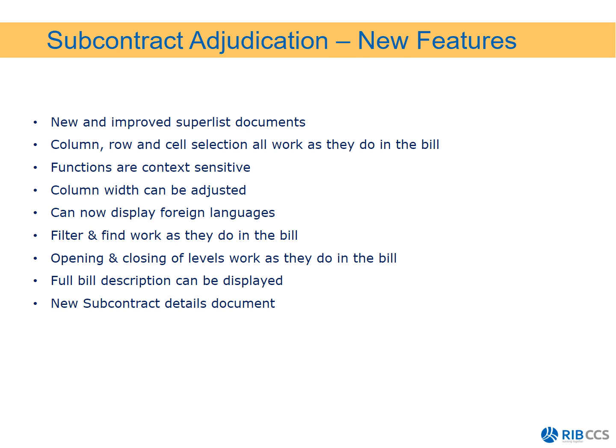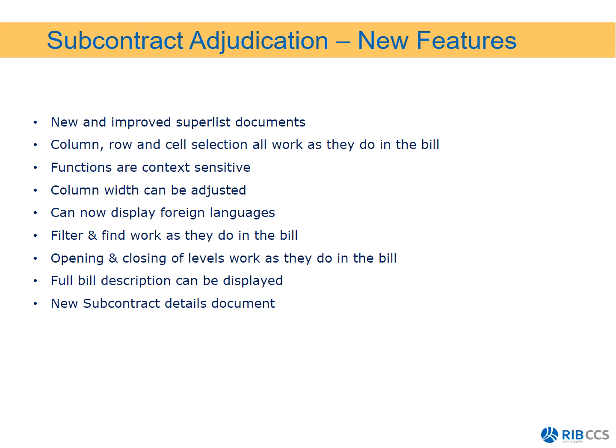Now we have the soon to be released subcontractor adjudicator 3. So some of the new features include the new and improved super list documents. Your column, row, and cell selection all work as they do in the main bill. Your functions are context sensitive. Your column widths can be adjusted.